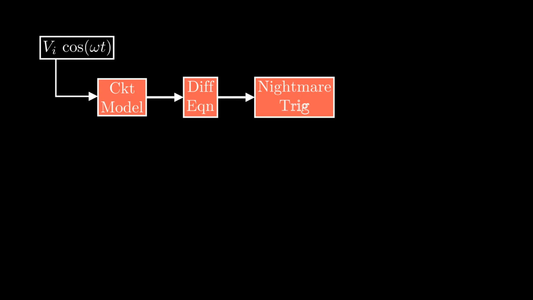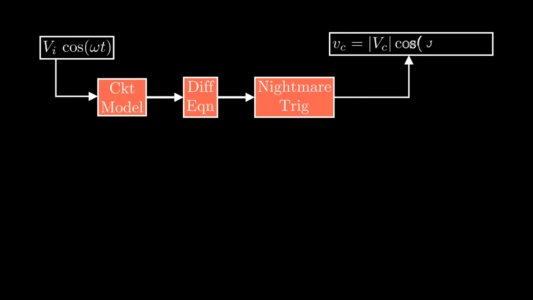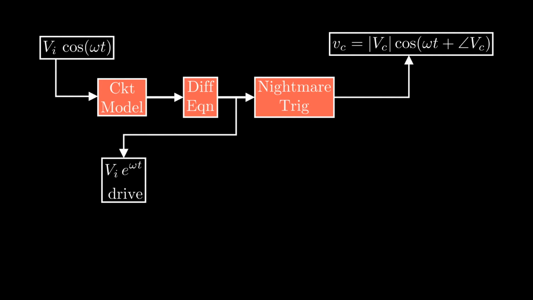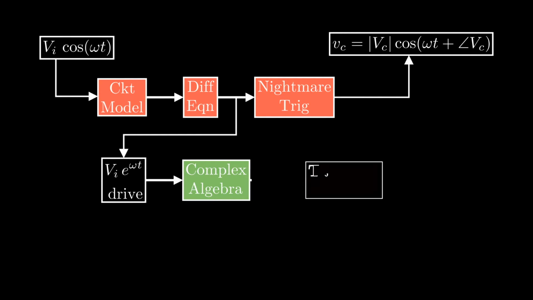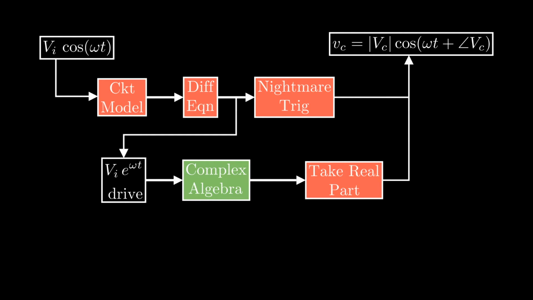Let's review what we have done till now. We had a circuit model, the RC network. We set up a differential equation for it. We introduced a sinusoidal drive, went through some trig nightmare to arrive at the output. Then we decided to bypass this trig nightmare by introducing a complex exponential drive, worked through some complex algebra, which was far easier in comparison with the trig, and finally took the real part to arrive at the same output. This was better, there's no doubt about it. But is there an easier way?